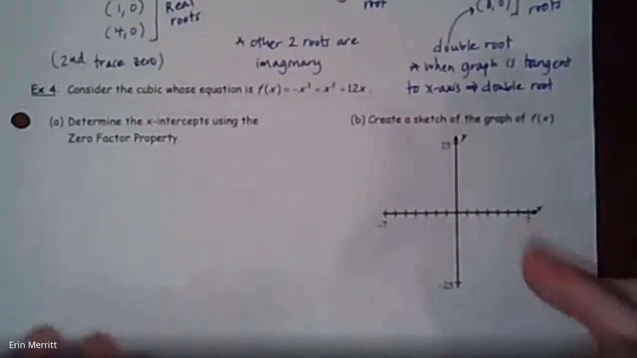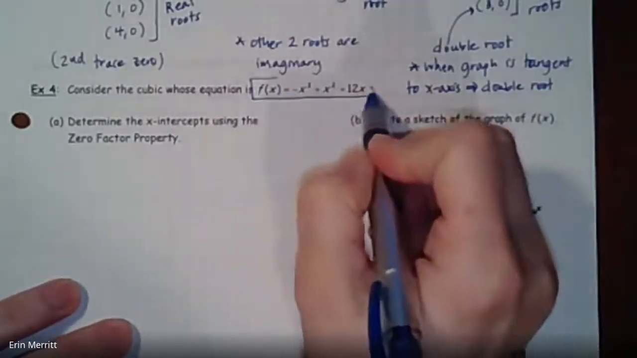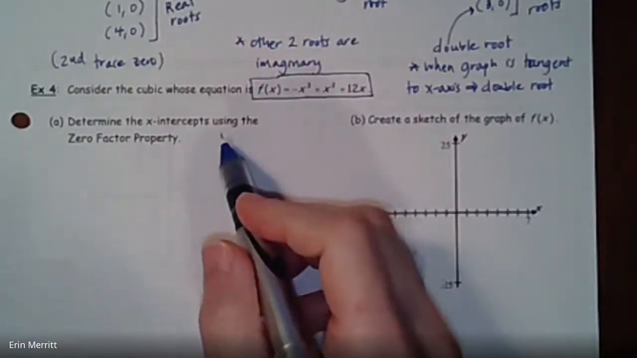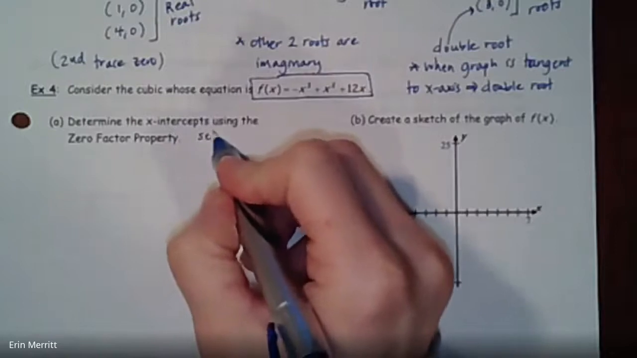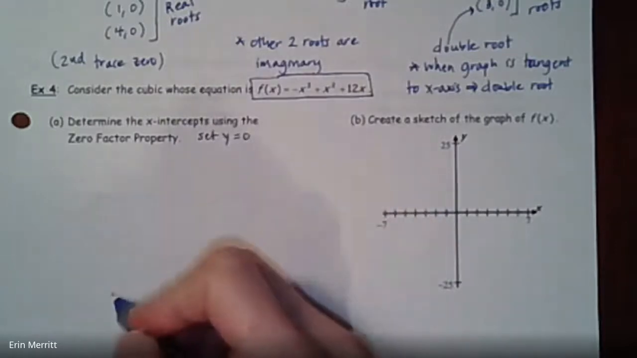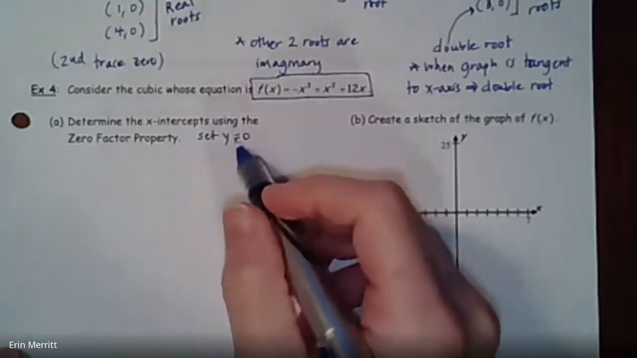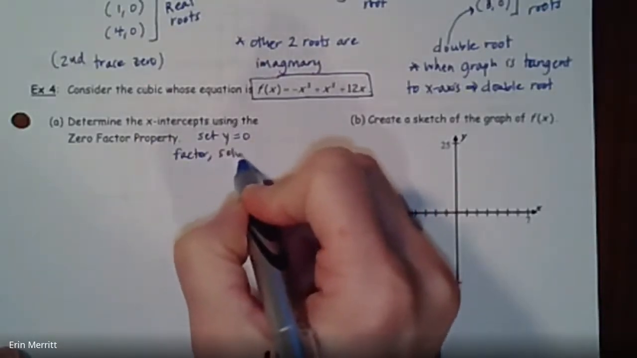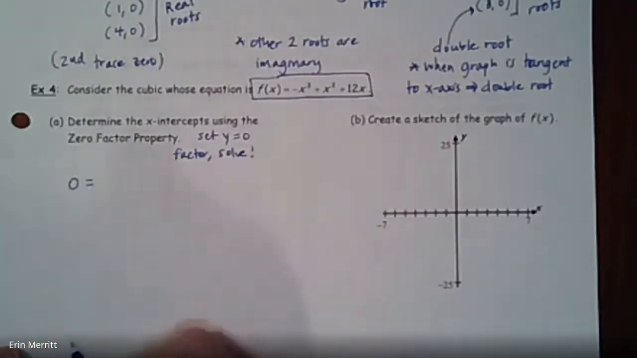It says consider the cubic whose equation is given as this. All right, determine the x-intercepts using the zero factor property. All that means is if I want an x-intercept, I'm setting y equal to 0, or in this case, f of x equal to 0. And then once we do that, our goal will be to factor and then solve.